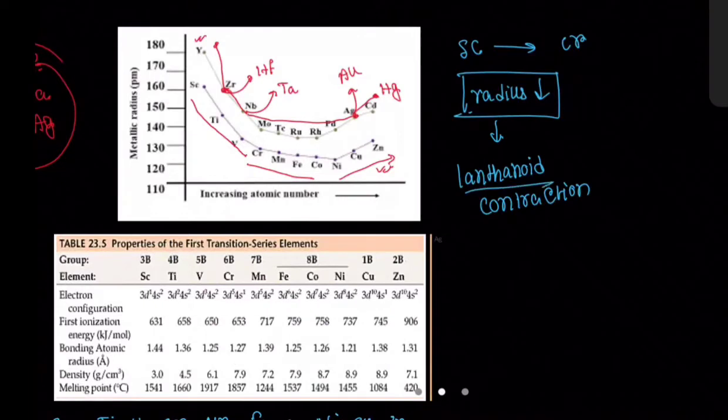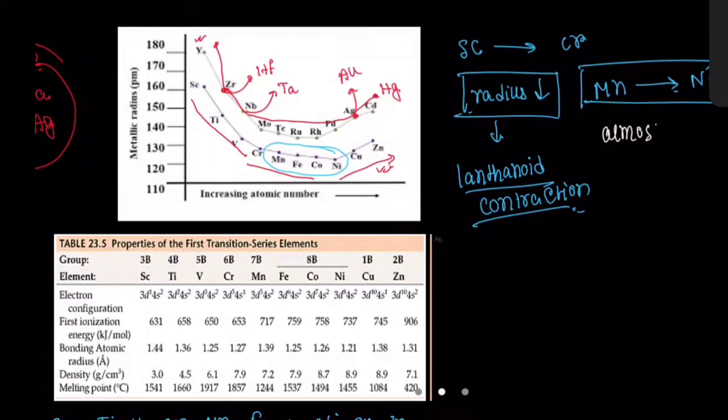They are just the same, d and f. Okay, d-contraction and f-contraction is called lanthanide contraction. I'm going to talk about that. So first, let's understand what it is. From manganese to nickel, they have the same radius. They have the same atomic radius. So the first part is clear to us. This would decrease. But why is the radius the same over here?